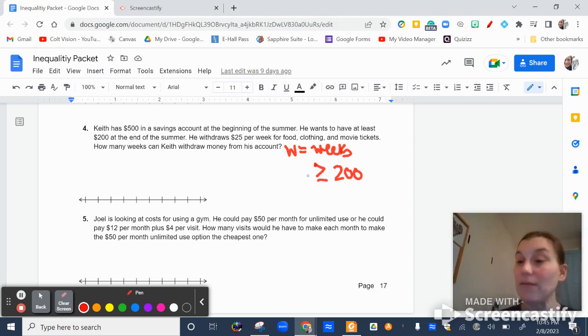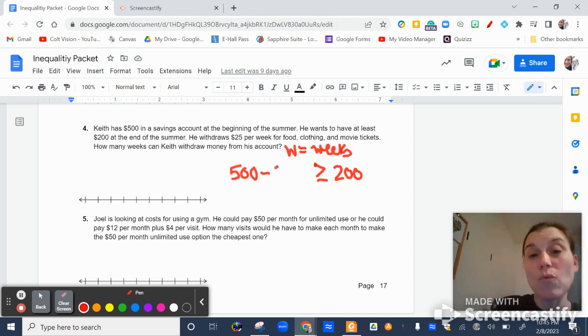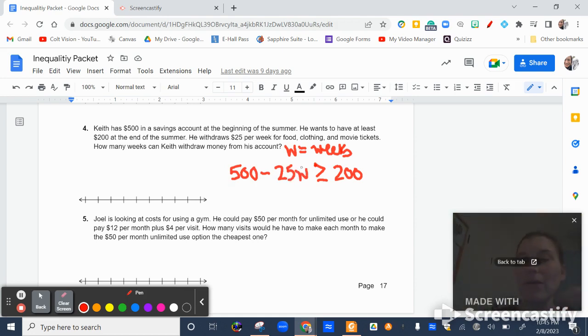Okay, well, if he had 500 to start, then how does he only have 200 to end? Well, that means that he was spending money. So he had 500 and then he was subtracting money out of his account, $25 per week. So now our inequality looks a little different than some of the other ones we've written. And it has this equation solving strategy where we're subtracting that variable term. And often we don't like it when we have to subtract the variable term. It makes us a little uncomfortable.